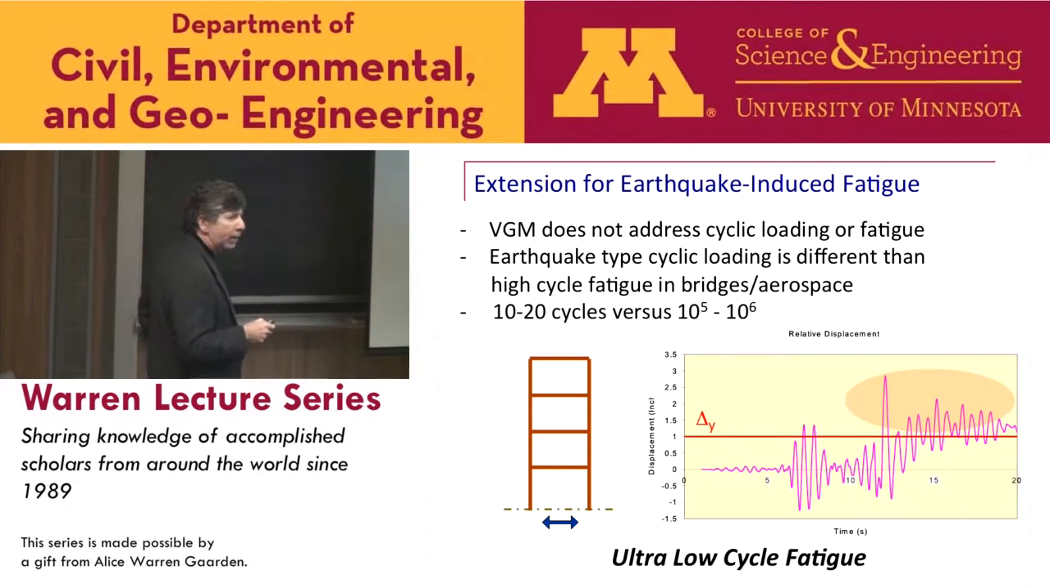For cyclic, we're thinking of earthquake-type loading, in which the number of cycles is small. They're very high strain cycles, but typically 10 to 20 cycles of large strain during an earthquake. So we coined the phrase ultra low cycle fatigue. Low cycle fatigue might be on the order of hundreds of cycles, and in fatigue you're in hundreds of thousands or millions. So we're in this ultra low cycle regime, 10 to 20 cycles, and the question is how we can extend this void growth model to cyclic loading.